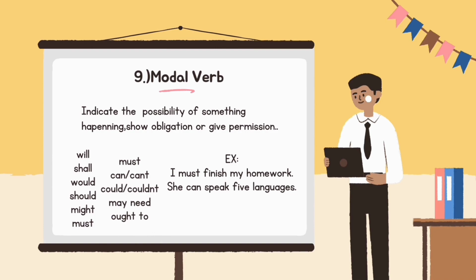Modal verb. This type of verb is used to indicate the possibility of something happening, show obligation, or give permission. This includes will, shall, would, should, might, must, can, can't, couldn't, might, need. For example, I must finish my homework. She can speak 5 languages.